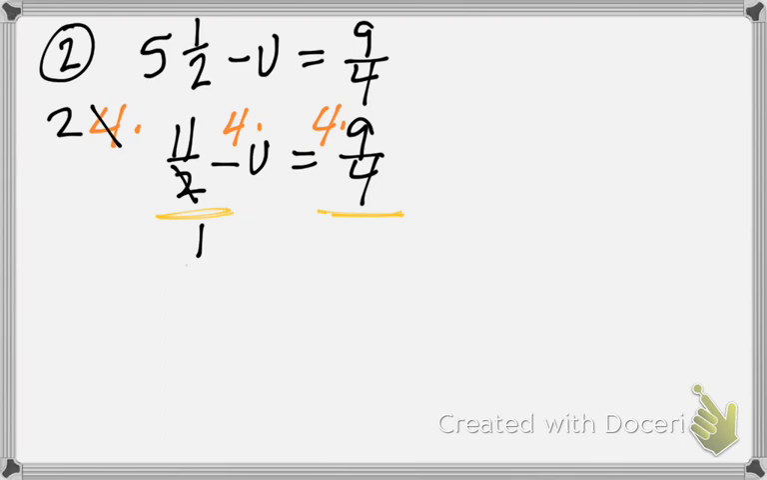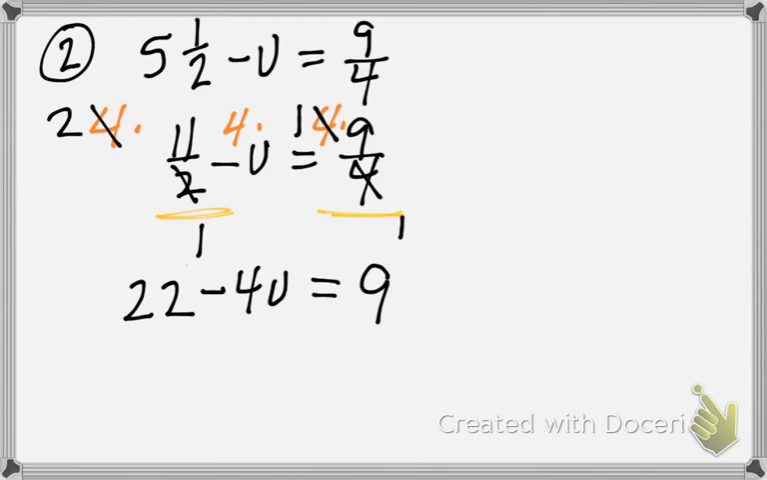So now I've just got 2 times 11, which will leave me with 22. 4 times u is minus 4u. 4 divided by 4 is 1. 4 divided by 4 is 1. So that cancels out and just leaves me with a 9. So now I've got a 22 to cancel out.